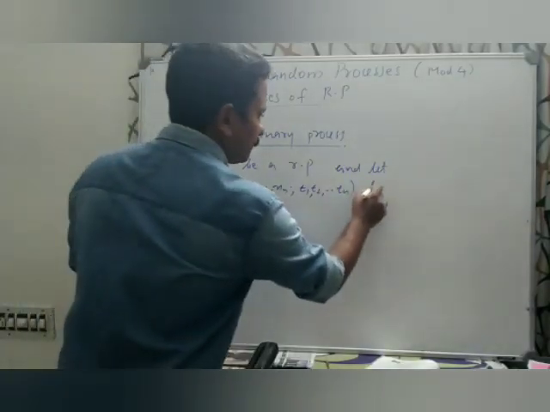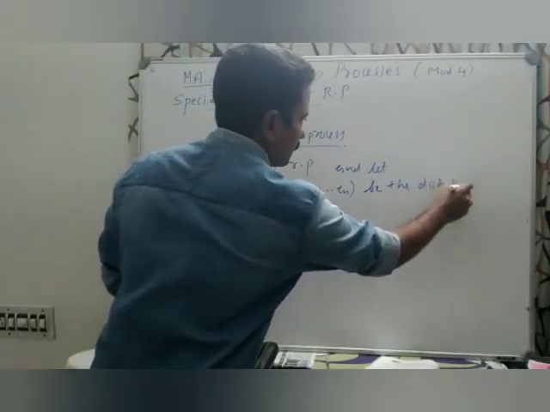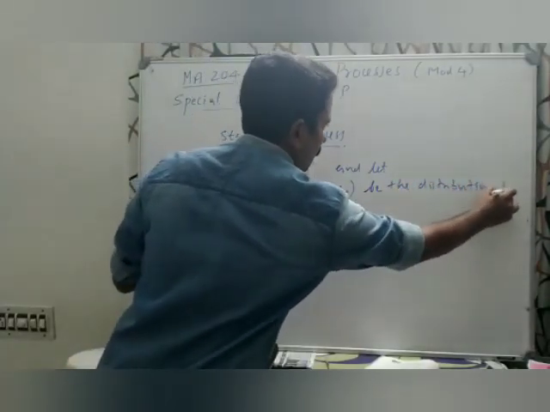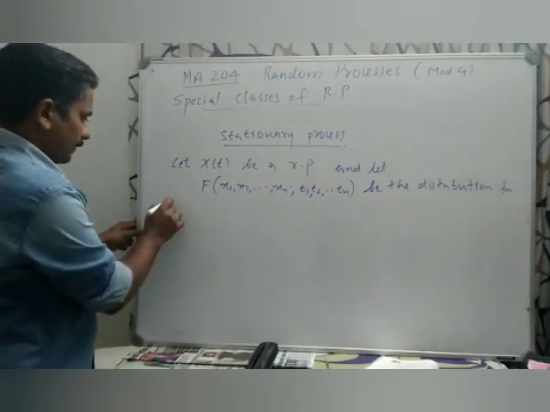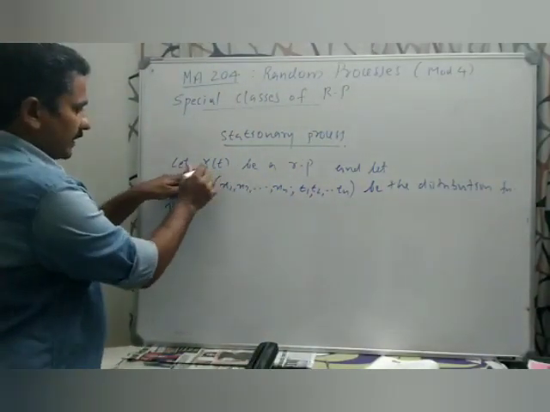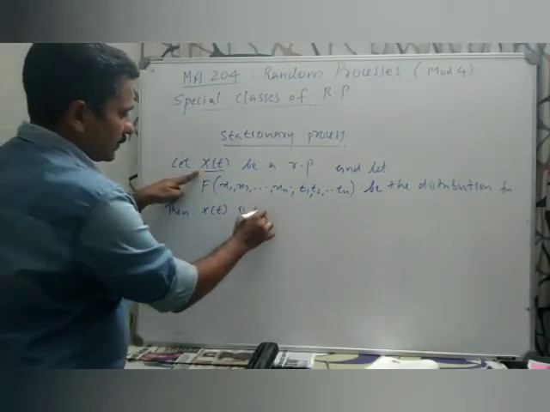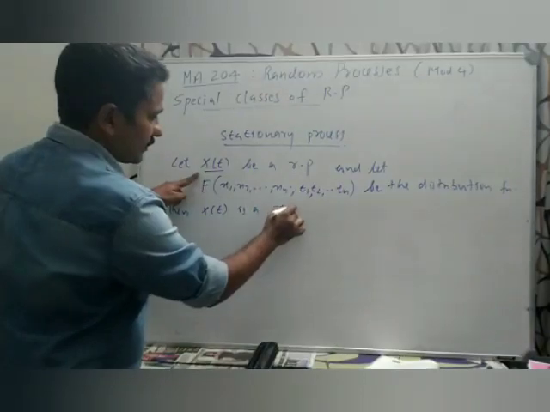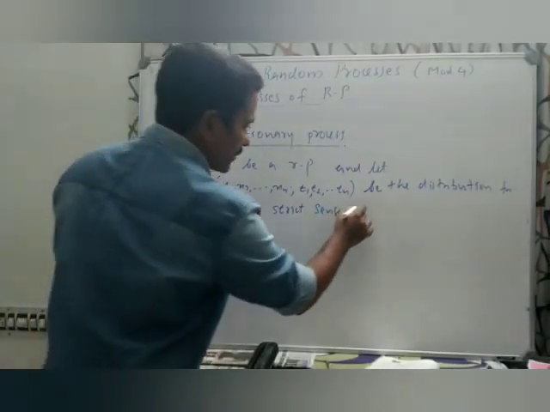Let this be the distribution function. Then we say that this x of t is a strict sense stationary process.